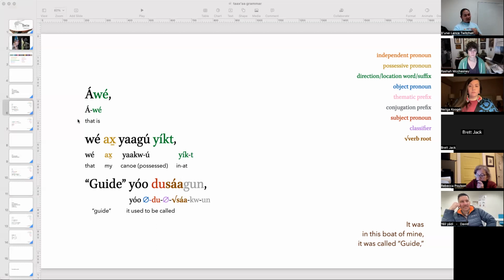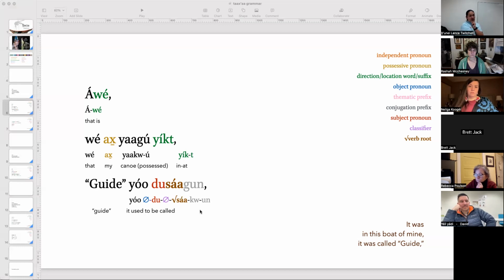Similar to that, when you gloss something, this is not a super literal gloss. Like if we say aweh, I'll say, well, those two things combine to say that is. A more literal, defined gloss would probably say, focus, that, my, canoe, relational or possessed. And so in, shallow, container, right? And then at, and you get guide, it used to be called.